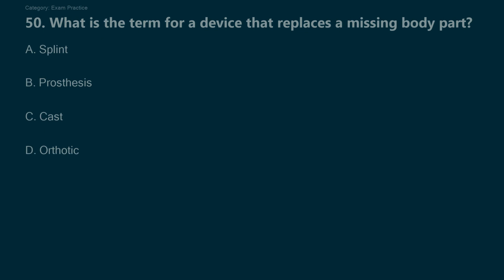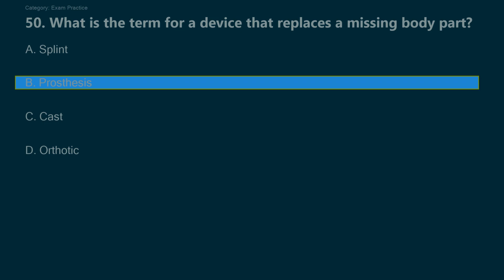Question 50. What is the term for a device that replaces a missing body part? Option A, lens. Option B, prosthesis. Option C, cast. Option D, orthotic. The correct answer is option B, prosthesis.